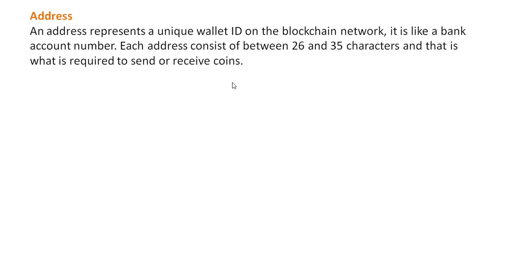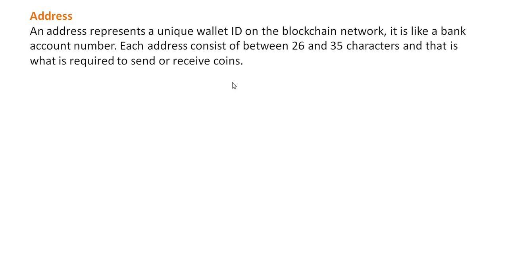So the next is address. Now, an address represents a unique wallet ID on the blockchain network. It is like a bank account number. Each address consists of between 26 to 35 characters, and that is what is required to send or receive coins. As you know already, your bank account number cannot be duplicated. It can't be the same as another person's. So that's how an address is also.